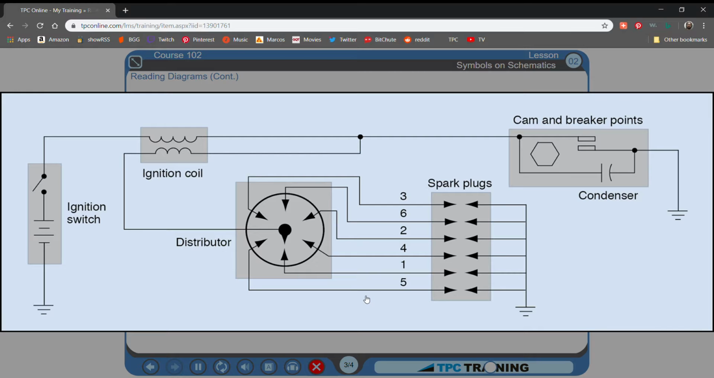The ignition switch might be faulty. One or more spark plugs might be bad. The distributor might not be working right. The coil might not be working right. Or something might be wrong at the breaker points.